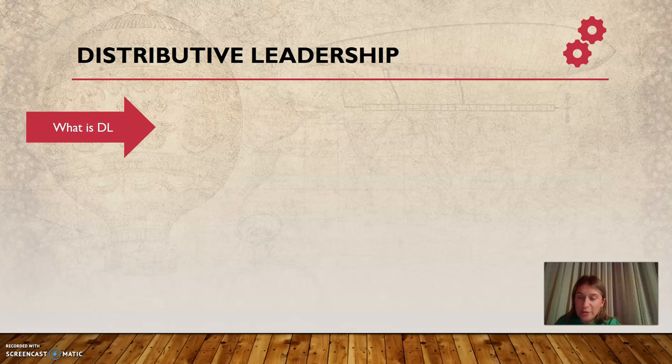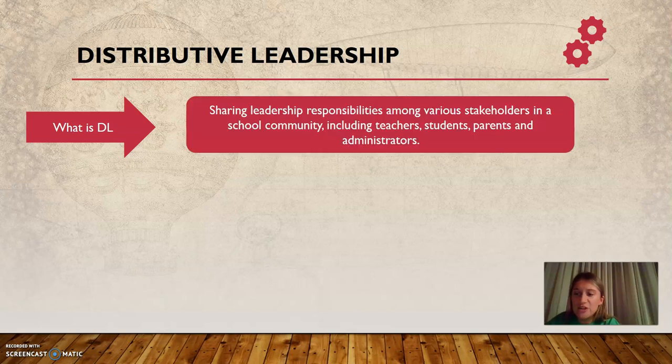Distributive leadership is one of the most effective ways of leading the school. The increased responsibilities and accountability of school leadership are creating the need for distribution of leadership, both within schools and across schools. Distribution of leadership in schools refers to the practice of sharing leadership responsibilities among various stakeholders in a school community, including teachers, students, their parents, and so on.